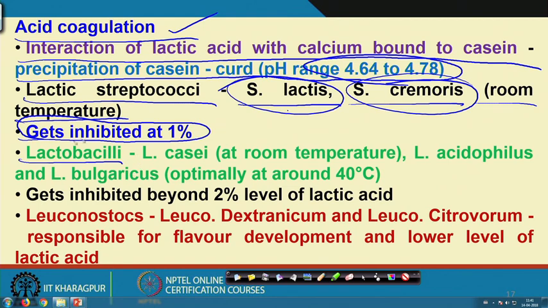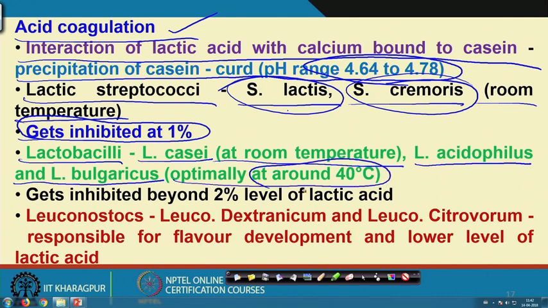Lactobacilli species, where Lactobacillus casei works at room temperature and produces acidity. Lactobacillus acidophilus and Lactobacillus bulgaricus optimally act around 40 degrees centigrade. They get inhibited by around 2% lactic acid level, right.